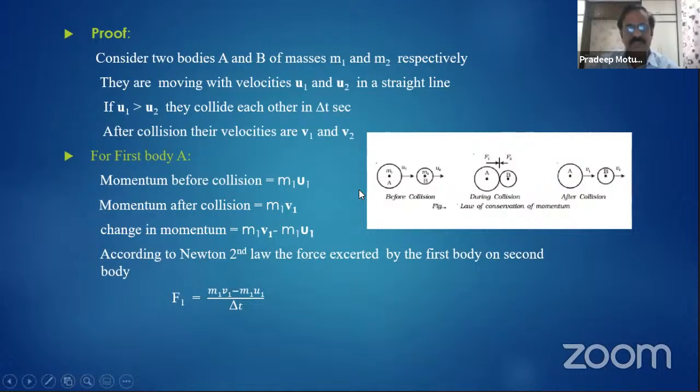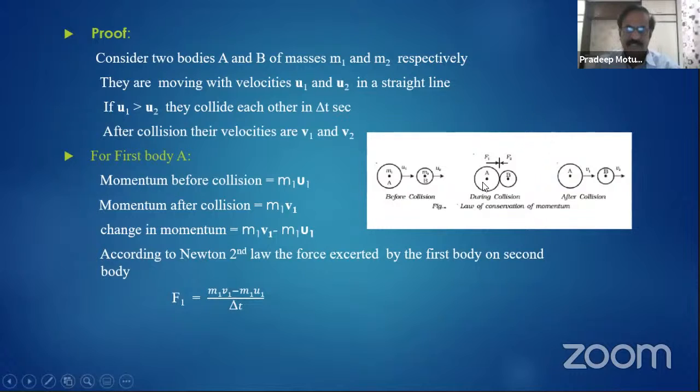So within delta t seconds, the change in momentum is equal to m1 v1 minus m1 u1. Now, let us take Newton's second law of motion. What does Newton's second law say? The rate of change of momentum is directly proportional to the force acting on it.